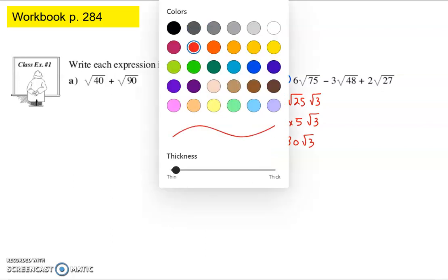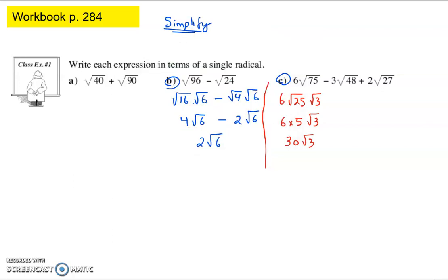So for the next one here, now I have negative 3. It's going to stay as it is. But 48 is going to break down as root 16 times root 3. Negative 3 comes down. Root 16 becomes a 4 root 3. And then that becomes negative 12 root 3.